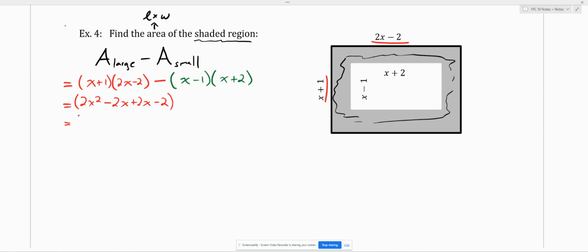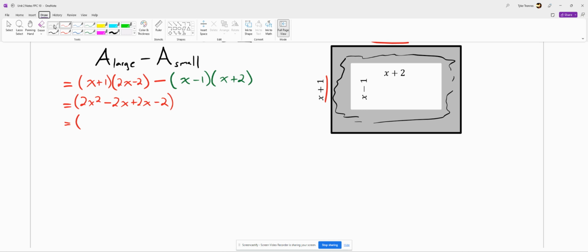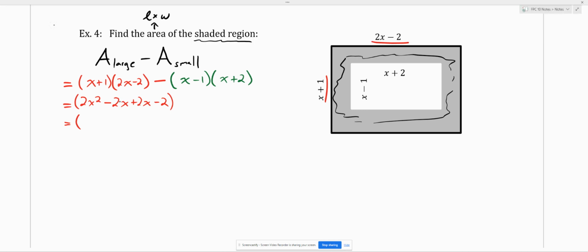I'm going to rewrite it now and combine those like terms, but check out what happens. Those like terms are actually going to cancel each other out because negative 2x plus 2x is 0. So that term's going to go away. So all I'm going to have left is 2x squared minus 2. Okay, let's make this black as well. There we go. All right, let's deal with the green.